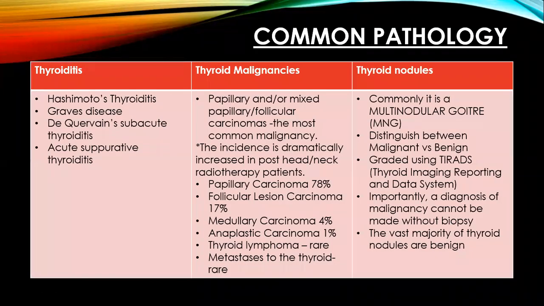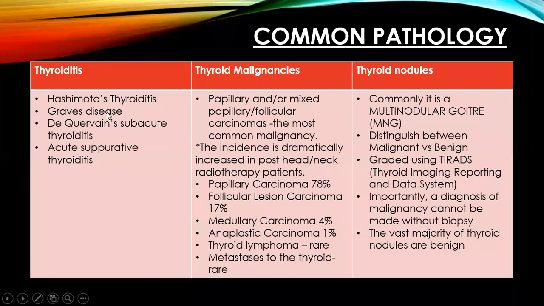So the most common pathologies which are found in the thyroid include thyroiditis, and we also have thyroid malignancy. In thyroid malignancy, the most common one is the papillary carcinoma, which constitutes about 78% of the carcinomas of the thyroid. Then we also have follicular carcinoma, which constitutes about 17%. We also have medullary carcinoma, which constitutes 4%, and anaplastic carcinoma, which is about 1%, then thyroid lymphoma, which is very rare. And we can also get metastasis to the thyroid lobe, but it is very rare.